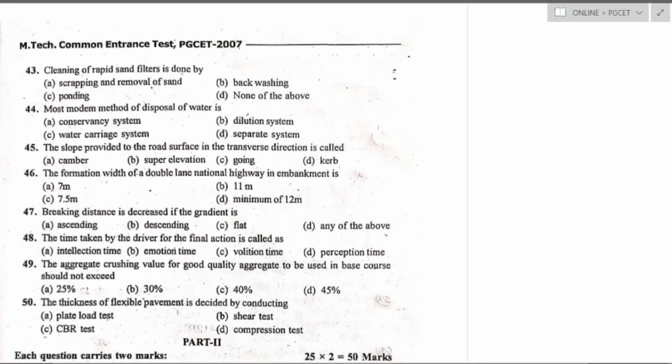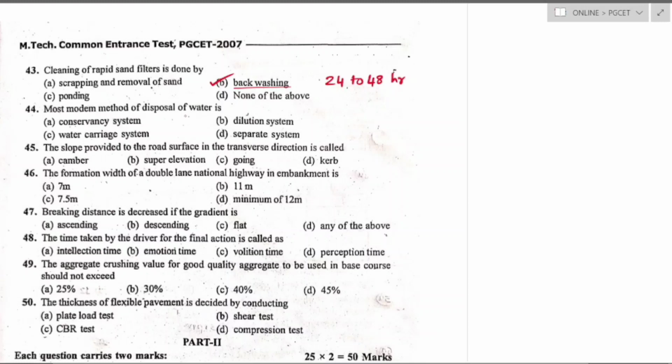Question number 43. Cleaning of the rapid sand filter is done by backwashing. Rapid sand filter consists of larger sand particles supported by gravels and captures particles throughout the bed. They are cleaned by backwashing water throughout the bed to lift out the particles. And the washing period of the rapid sand filter is about 24 to 48 hours. Option B is the right answer.